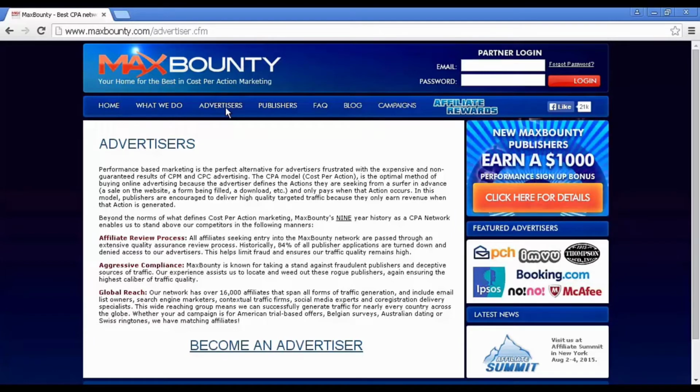Affiliate review process. All affiliates seeking entry into the Max Bounty network are passed through an extensive quality assurance review process. Historically, 84% of all publisher applications are turned down and denied access to our advertisers. This helps limit fraud and ensures our traffic quality remains high. Aggressive compliance. Max Bounty is known for taking a stand against fraudulent publishers and deceptive sources of traffic. Our experience assists us to locate and weed out those rogue publishers, again ensuring the highest caliber of traffic quality.